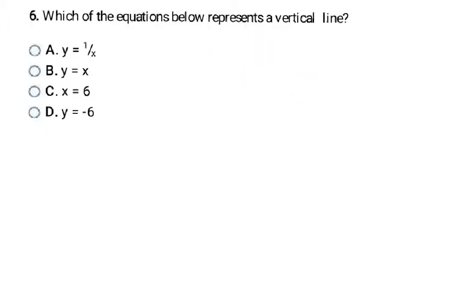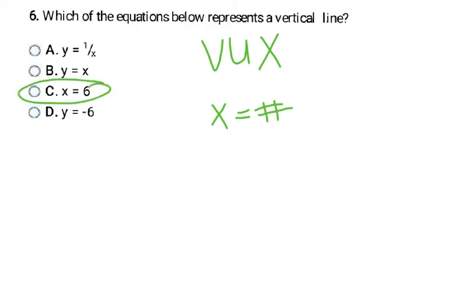Now this next example is very similar. It just is asking us which one represents a vertical line. A vertical line, that's going to be our acronym VUX. So the x there tells us it's going to be x equals a number. A vertical line crosses the x-axis only, so there's only an x in its equation. The only choice here that's x equals a number is letter C. So that's our answer.